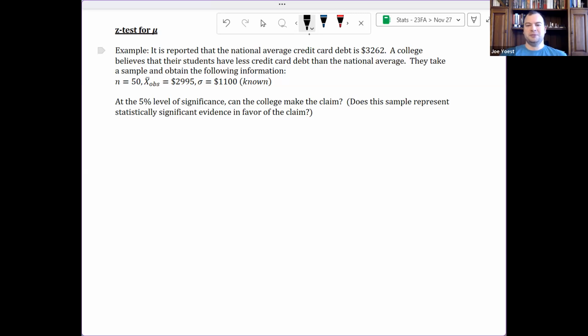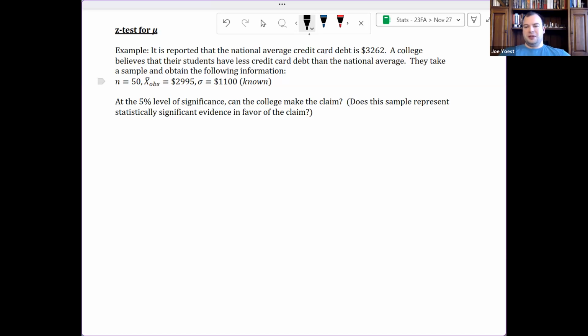So they take a sample. They take a sample of size 50. The X bar observed, the sample average for that particular sample that they observed, is $2,995. So we could at just a very first glance say, well, $2,995 is less than $3,262. There seems to be some evidence that our students' mean credit card debt is less than the national average. Our point estimate is below $3,262.